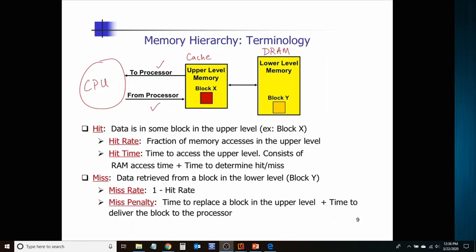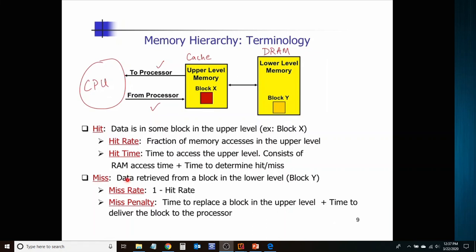Hit time is the time to access the upper level. This includes the RAM access time and the time to determine whether it's a hit or a miss. Most of the time you might find the block in cache, but if you were interested in block Y and you do not see block Y in the cache, then you will have to bring block Y from the dynamic RAM to cache and then get it into the CPU. That's considered a miss.